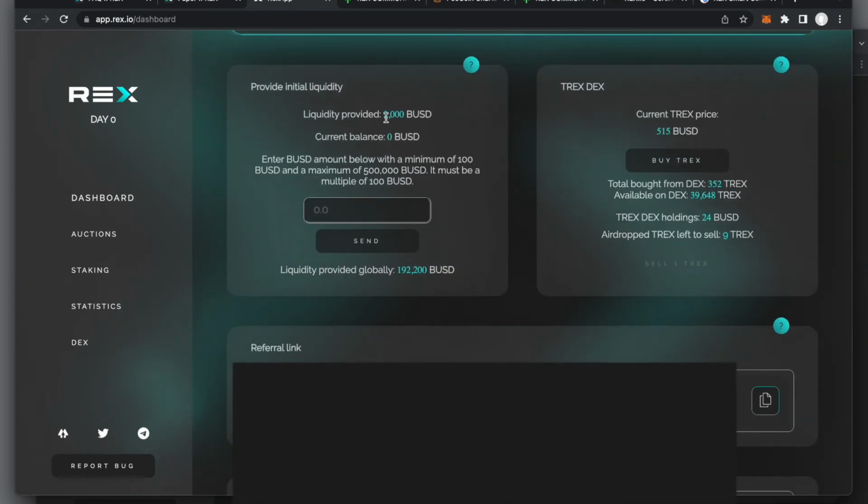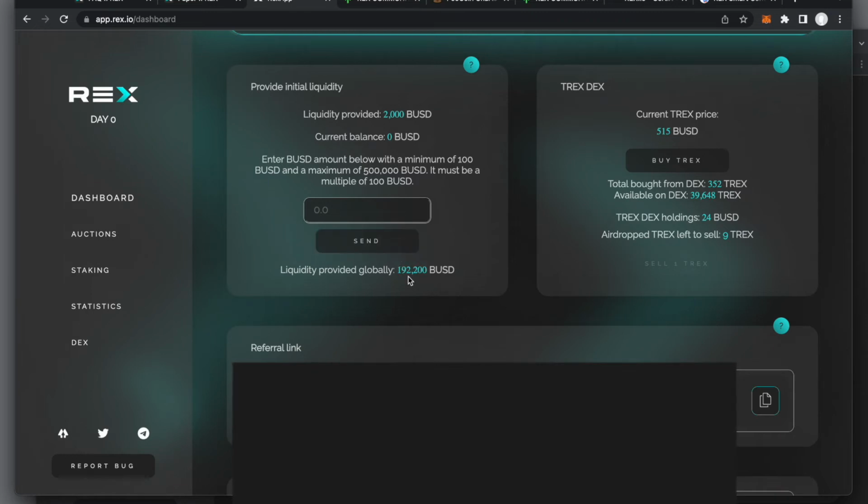So as I showed before, this is where you can add the initial liquidity from now until 6 p.m. London time on the 1st of July. This is how much liquidity has been put in so far, 192.2K. 100K of that will go in on day one. Some new REX will be minted and added as liquidity to the PancakeSwap BUSD REX LP pair.